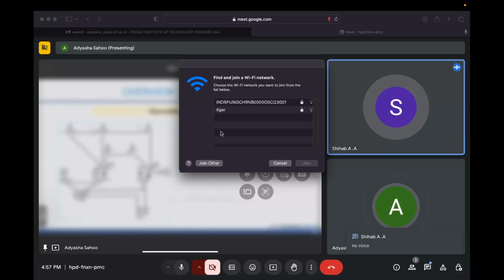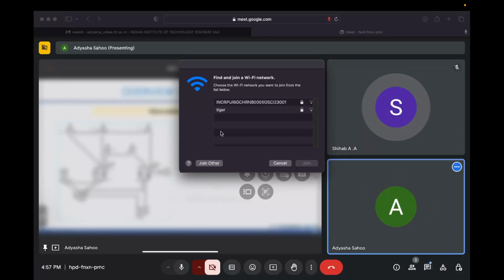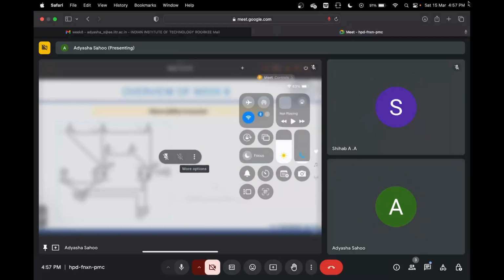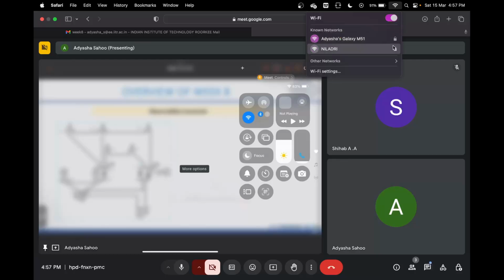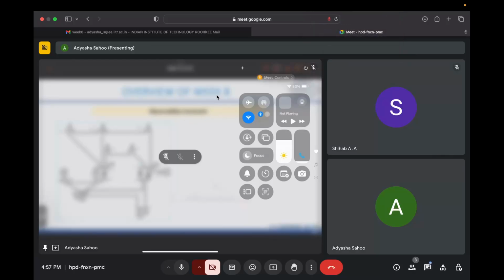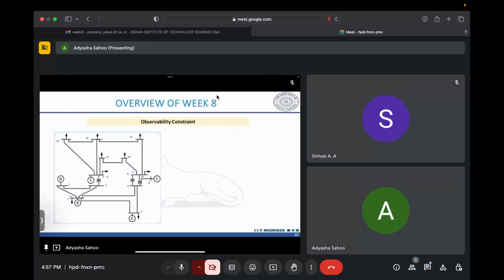Just a second. Hello. Okay. I'll just reconnect the Wi-Fi for better connectivity.